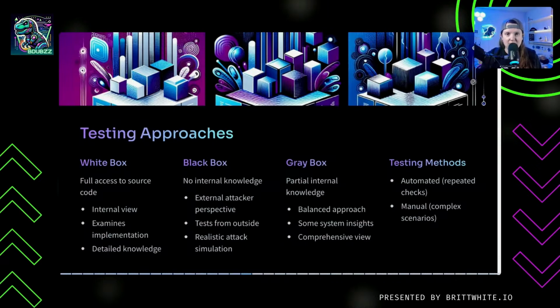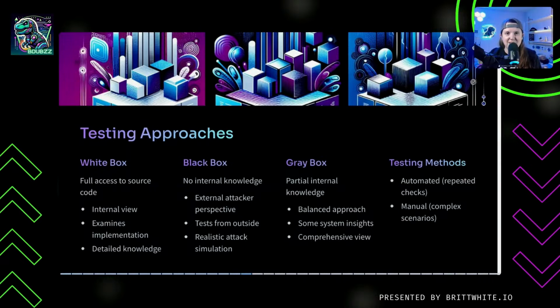First, there's white box testing. Think of this like having X-ray vision into the system's internal workings. We have full access to the source code, which lets us examine authentication logic and security implementations in detail. Next is black box testing. This is where we put ourselves in an external attacker's shoes. Without any inside knowledge of the system, we test from the outside, trying different ways to break in, just like a real attacker would when attempting to bypass login systems.